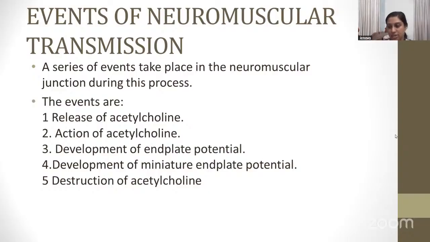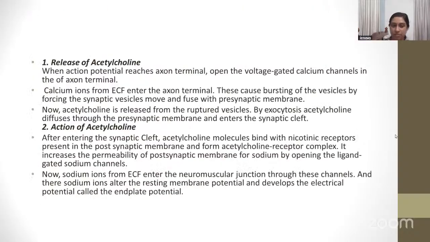It is due to the influx of calcium into the nerve terminal from the extracellular fluid. The extracellular calcium will be entering into the nerve terminal, leading to the release of acetylcholine by the breakage of the acetylcholine containing vesicles. And this acetylcholine is secreted into the synapse, or neuromuscular junction, where its action is going to take place. So the first step is the release of acetylcholine.